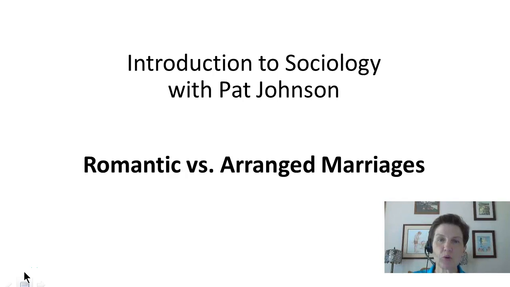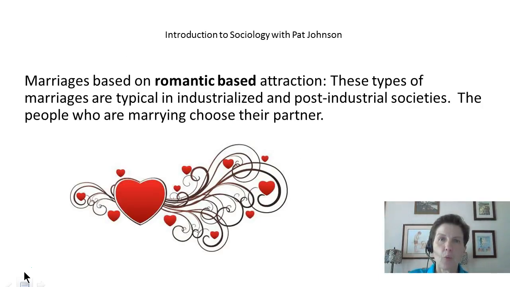In this mini lecture, we're going to continue our discussion about marriage and talk about who one marries and how that choice is made. Basically, there are two types of marriage patterns, meaning romantic-based marriage and arranged marriages. We in the United States are more familiar with the type of marriage called a romantic-based marriage. In other words, a marriage where we choose who we are going to marry. These are typical in industrial and post-industrial societies.